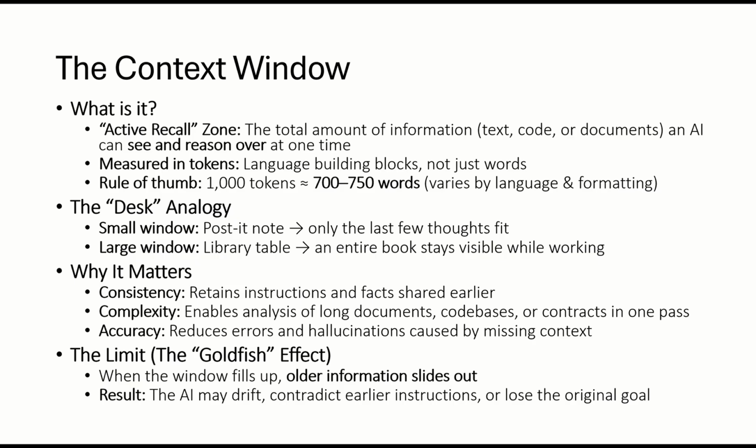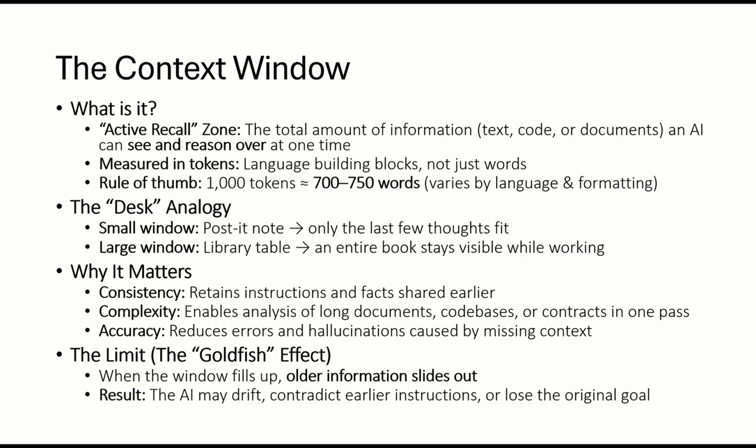Now, let's use a simple desk analogy. If the context window is small, it's like working with a post-it note. You can only see the last few lines, so anything older easily gets forgotten. If the context window is large, it's like having a big library table. You can keep an entire book open while writing a summary without losing track of earlier points.